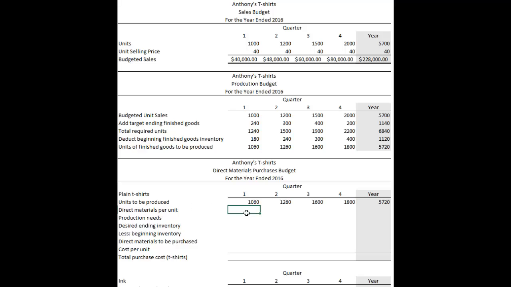Well, this is a one-to-one relationship. For every one t-shirt that I create, I obviously only need one t-shirt. If this were wheels on a car or something, you'd obviously need 4 wheels for every one car. So the relationship would change based on the product you're producing. Okay, so this tells me logically what my production needs are: how many t-shirts do I need to fulfill production? So I'd multiply the units that we're going to produce times the quantity per one finished part. I need 1,060 t-shirts just to meet my production needs for that first quarter. That makes sense. We applied the same logic to all the remaining quarters.